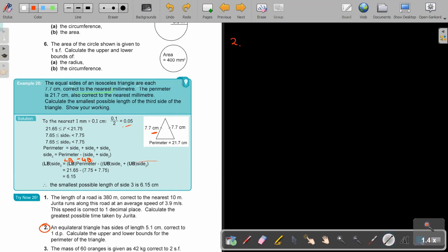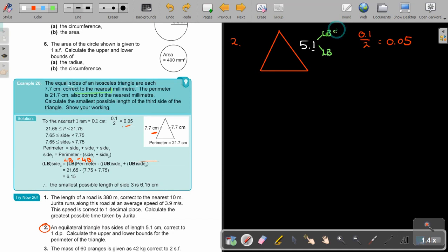Can I just show you here? That means all the sides are equal. If I look here, equilateral triangle, sides 5.1, correct to 1 decimal place. Don't forget 1 decimal place, but 1 decimal place is easy. It's always 0.1 divided by 2, so I will add and subtract 0.05. I'm going to write it, this is the upper bound, this is the lower bound. So what will my upper bound be in this case?